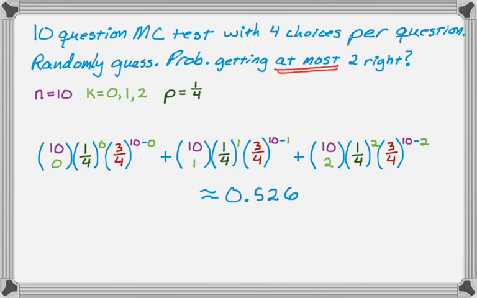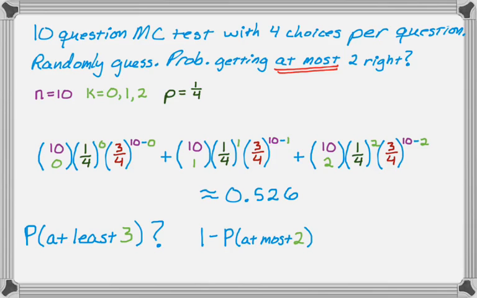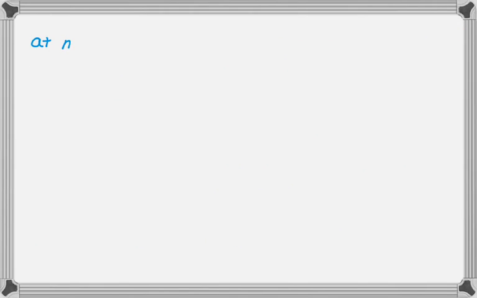There's a similar question we could have asked, and that's the probability of getting at least 3 questions right. Well, if you think about it, these are complementary events, so that's just 1 minus the probability of at most 2, because either you get 0, 1, or 2, which is at most 2, or you get some other number, which would be at least 3, so 3 through 10. So in that case, the probability of getting at least 3 right is 0.474, which is not a very good probability.